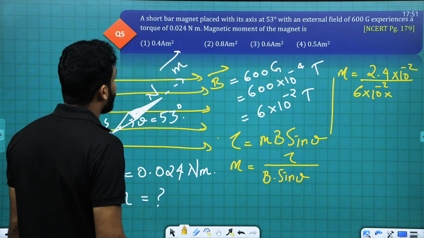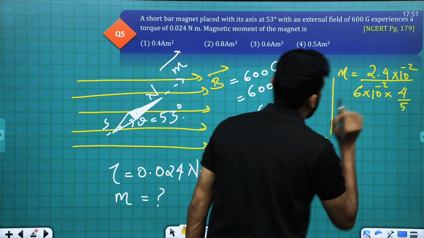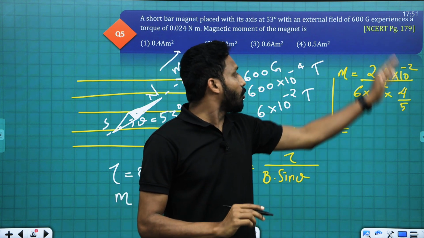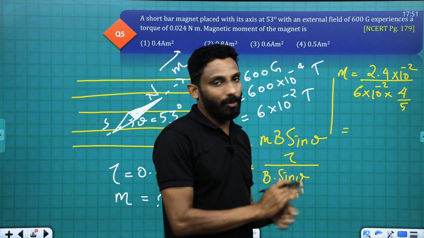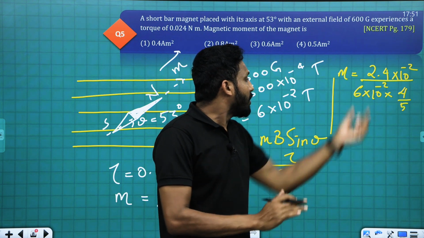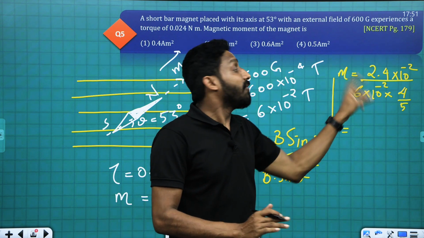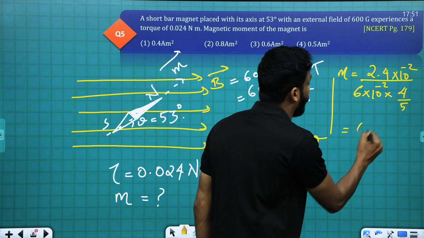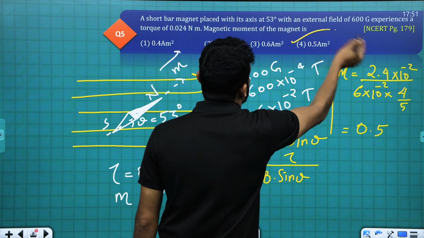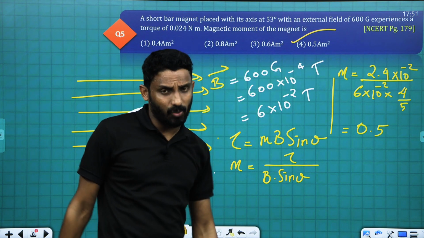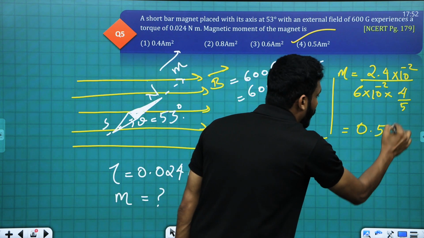Place here 4 divided by 5. Now what it will be? 5 to the numerator. 10 power minus 2, 10 power minus 2 cancelled. 4 into 6 is 24. 2.4 divided by 24 is 1 by 10. 1 by 10 is 10 power minus 1. 5 into 10 power minus 1, that is 0.5, isn't it? Where is 0.5? Here it is, 0.5. The SI unit is ampere meter square. We discussed it in the earlier question. You understood? Ampere meter square.